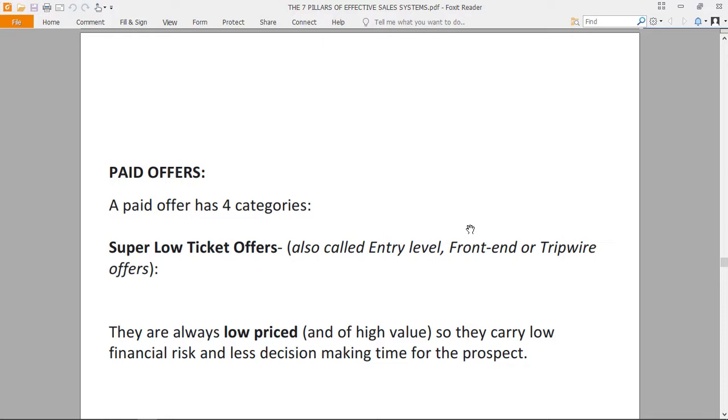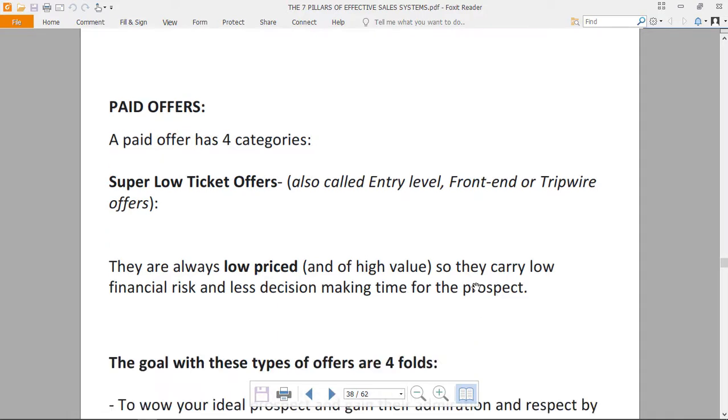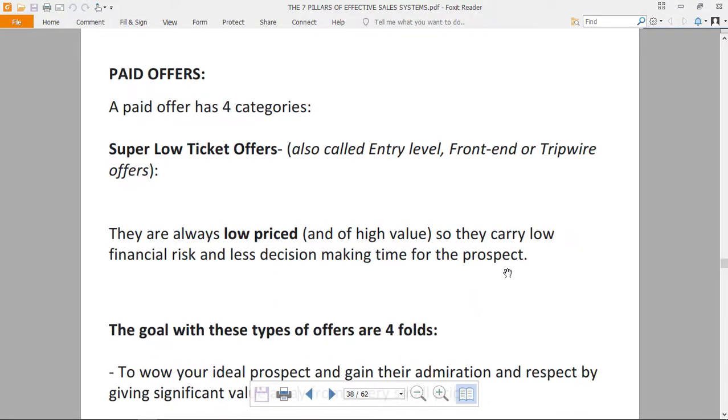They are usually at the beginning of your marketing campaign to a new audience. This is the first thing that a new audience sees when they come across your business on whatever advertising platform you use. That's why it's called front end, because it often begins your relationship with the prospect when you are not using a free offer. So it's super low ticket, it's very low priced, it's of high value, and because they are low priced, they carry very little financial risk.